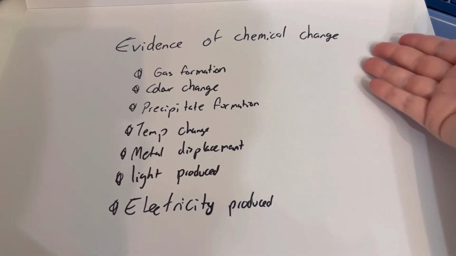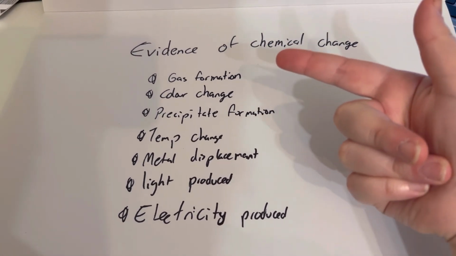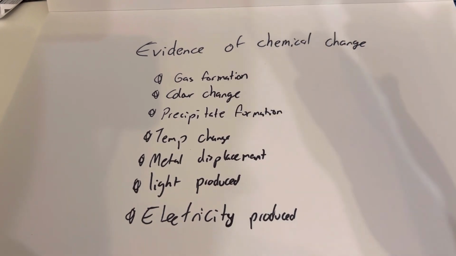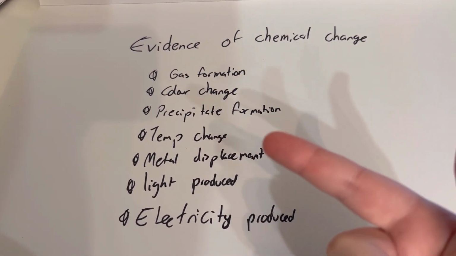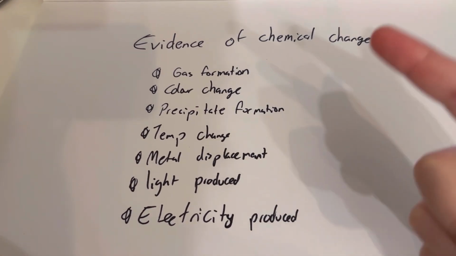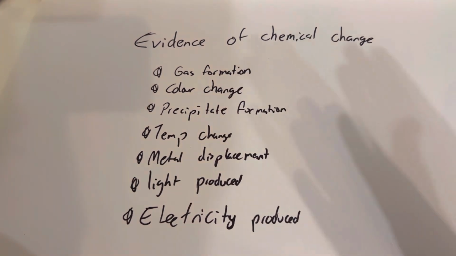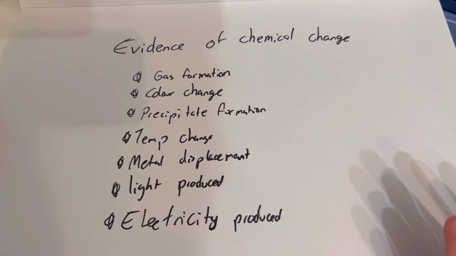You need to give 3 examples of evidence, so things you can observe in a chemical change. These are the different ones you can pick. You need to know at least 4. So you have gas formation, color change, precipitation formation, temperature change, matter displacement, light production, or energy production. Any one of these that you put as an answer will get marked. Please don't leave this question blank because I feel like a lot of you will.